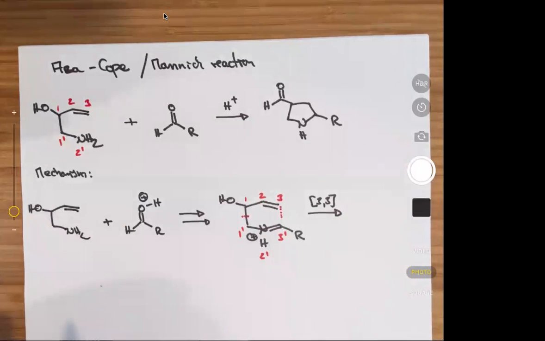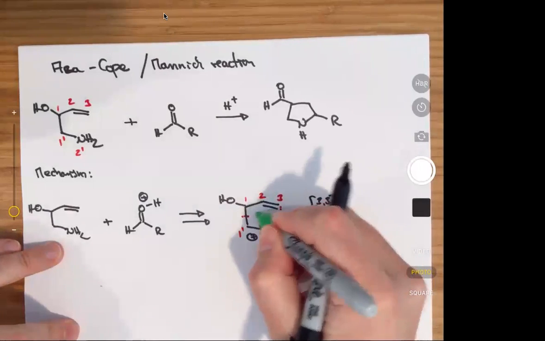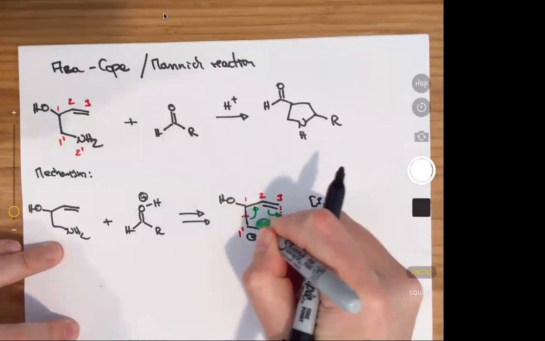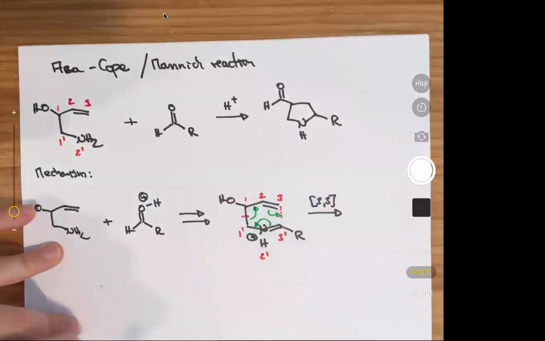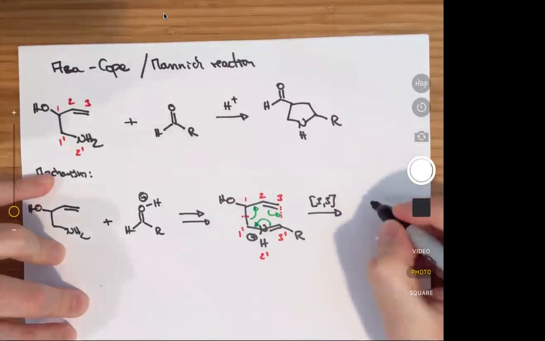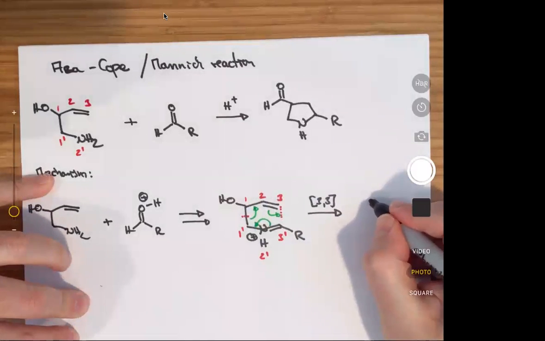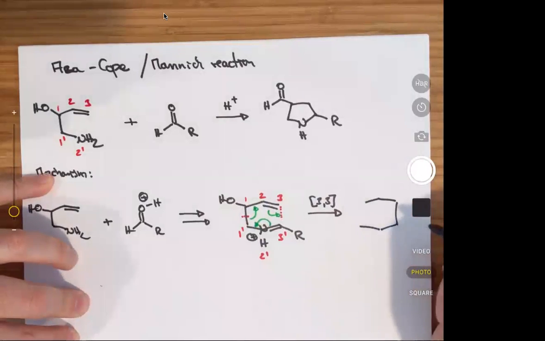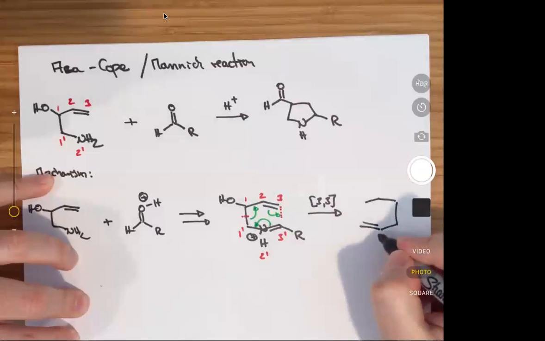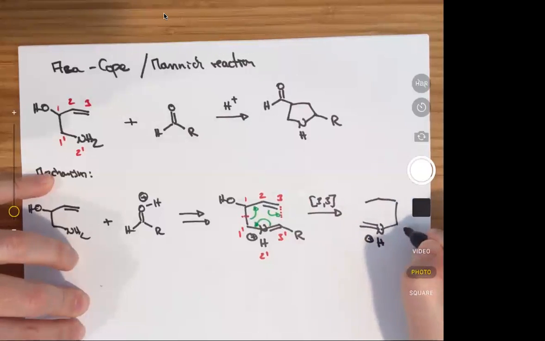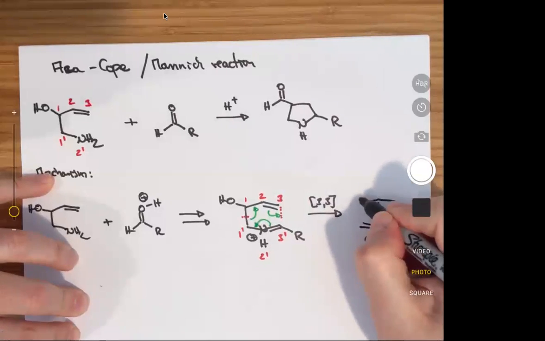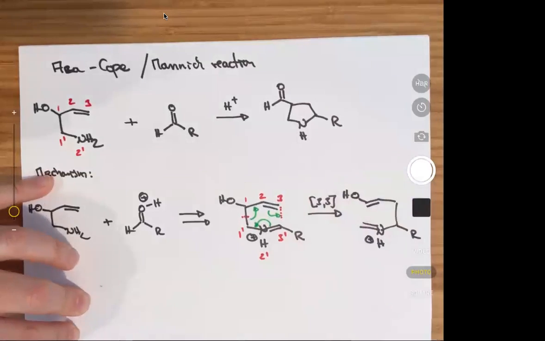So if we take the arrows again and we start pushing those around, so let's say we can push this one in here, can push this one over here, and push this one over there, then we end up with an intermediate that resembles this rearranged species. We have nitrogen here again, positive charge. We have the residue R here. And then over here, we have our OH.